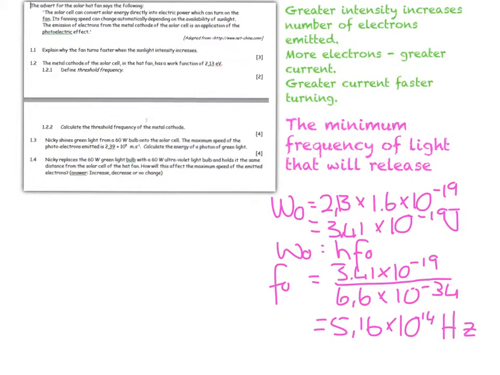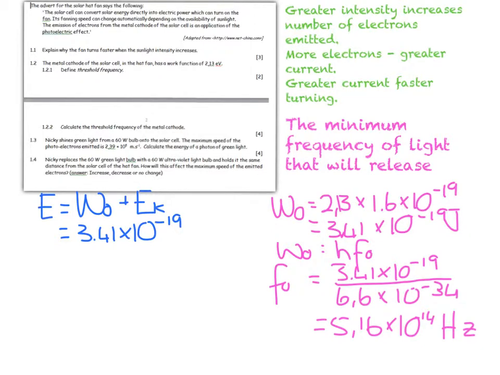Nikki shines green light from a 60-watt bulb onto the solar cell. The maximum speed of the photoelectrons emitted is given. Calculate the energy of a photon of green light, in other words, the total energy. What is total energy equal to? Well, the total energy is equal to the work function plus the kinetic energy. We've got the work function, so let's plug it in, 3,41 times 10 to the negative 19. Can we perhaps work out the kinetic energy?